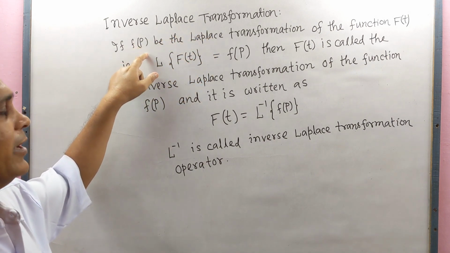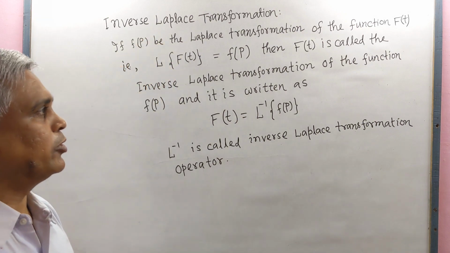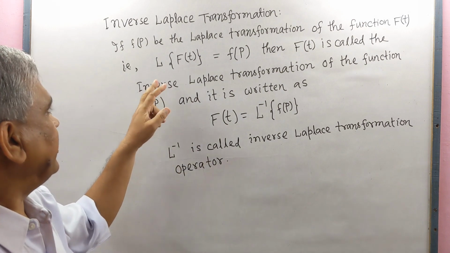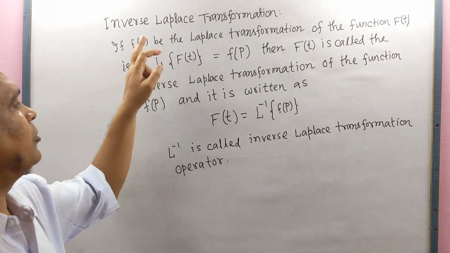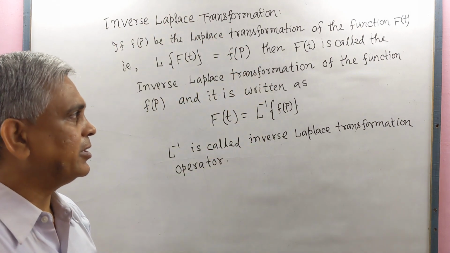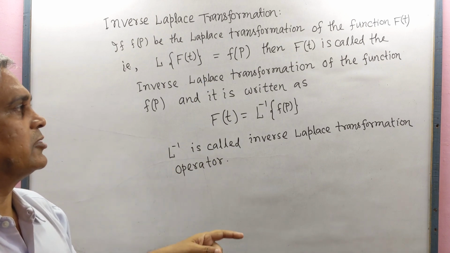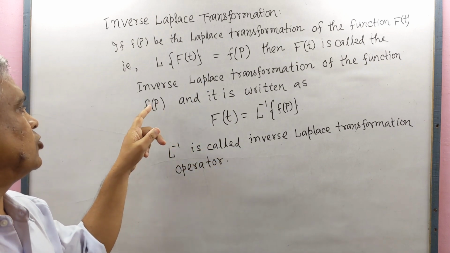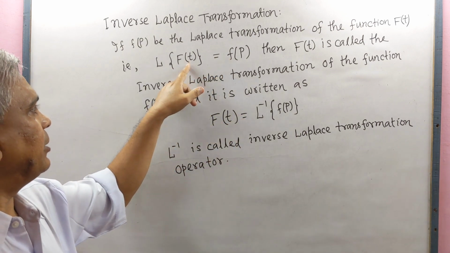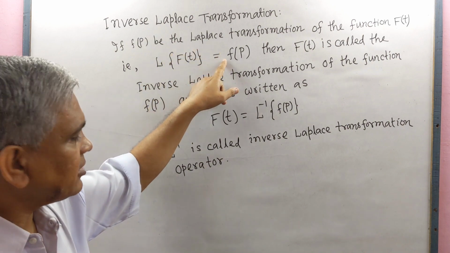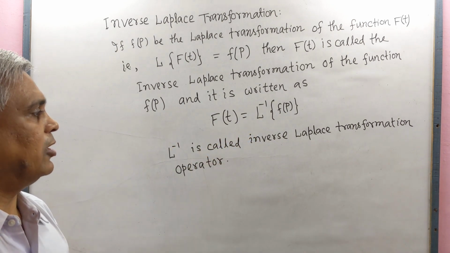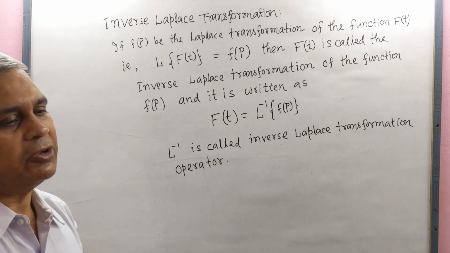If f(p) be the Laplace transformation of the function F(t), and we write L{F(t)} = f(p), then F(t) is called the inverse Laplace transformation of the function f(p), and it is written as F(t) = L inverse f(p). L inverse is called the inverse Laplace transformation operator.